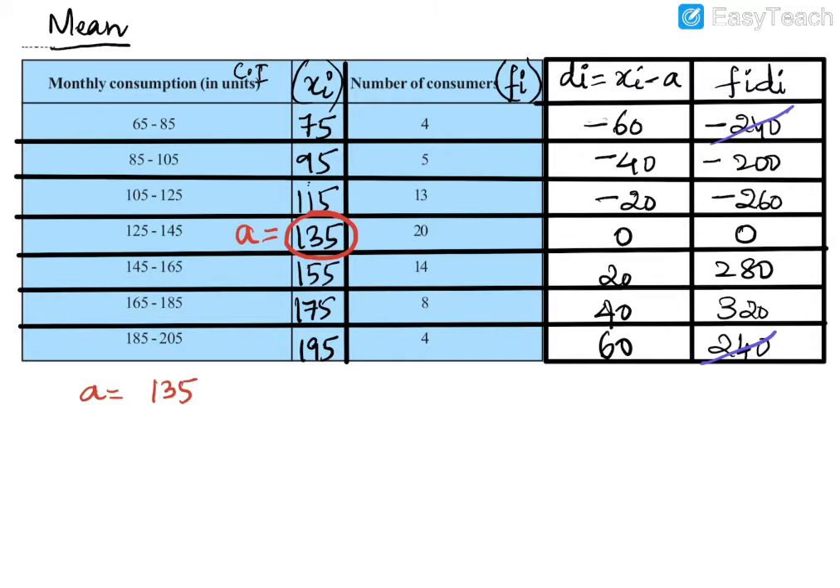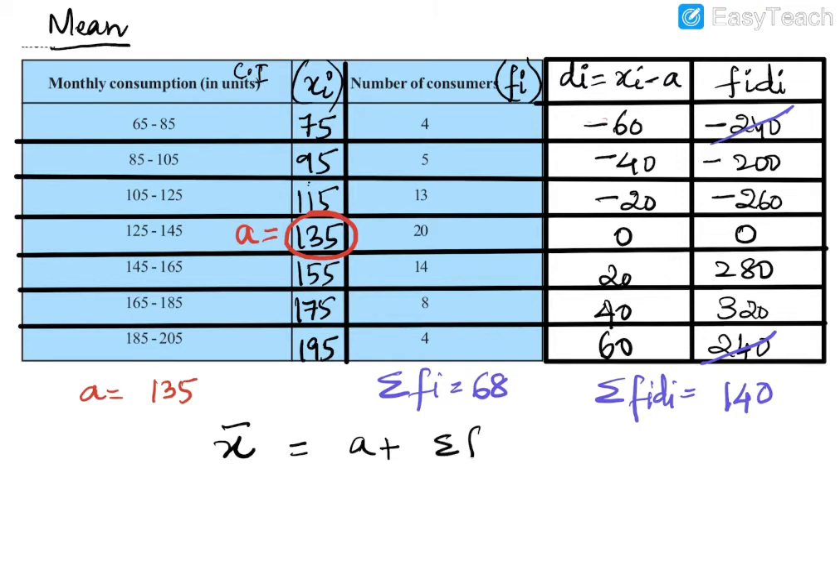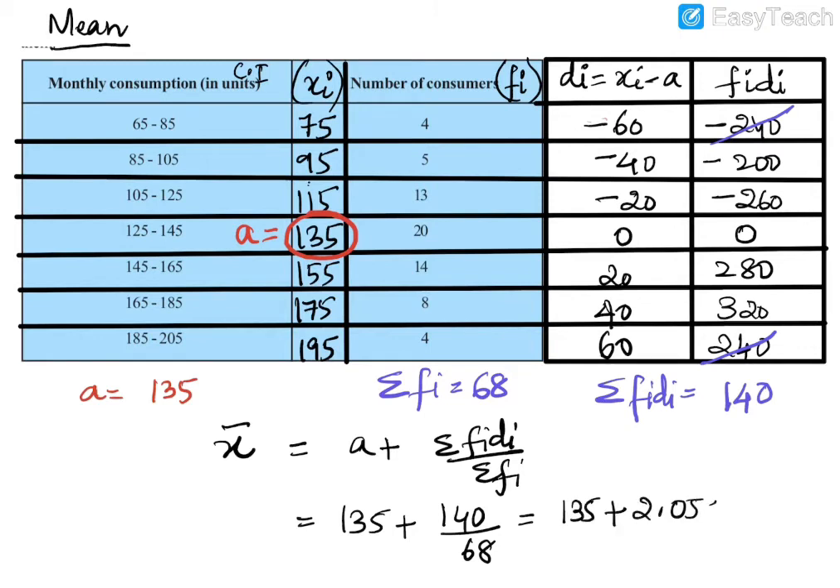We have to now find the sum of fi and di values. So summation fi di is equal to 140 and summation fi is 68. So substituting these values in the formula of mean, a plus summation fi di divided by summation fi, we get 135 plus 140 divided by 68, which is equal to 135 plus 2.058, that is equal to 137.06 units.